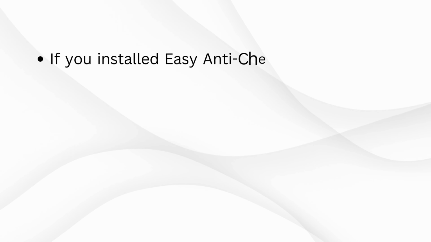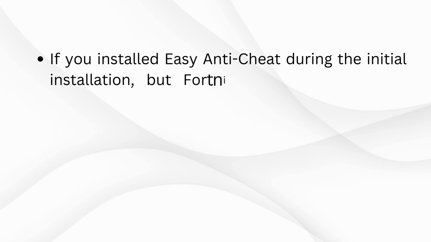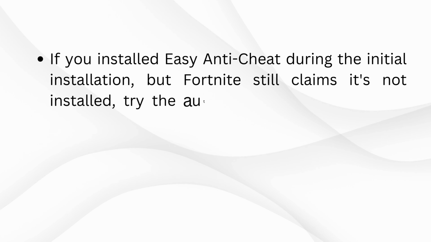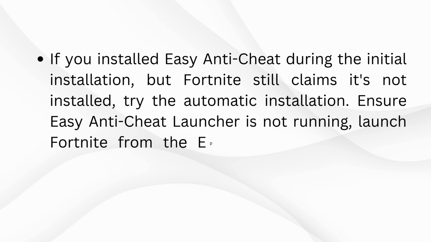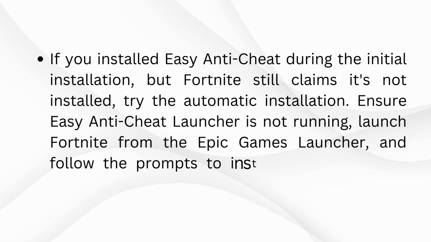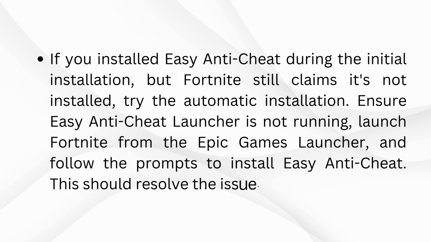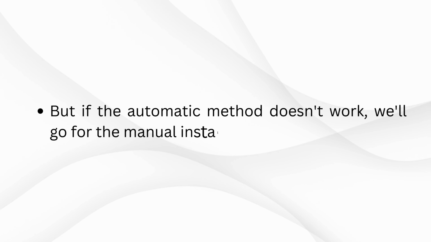If you installed Easy Anti-Cheat during the initial installation, but Fortnite still claims it's not installed, try the automatic installation. Ensure Easy Anti-Cheat launcher is not running. Launch Fortnite from the Epic Games launcher and follow the prompts to install Easy Anti-Cheat. This should resolve the issue. But if the automatic method doesn't work, we'll go for the manual installation.